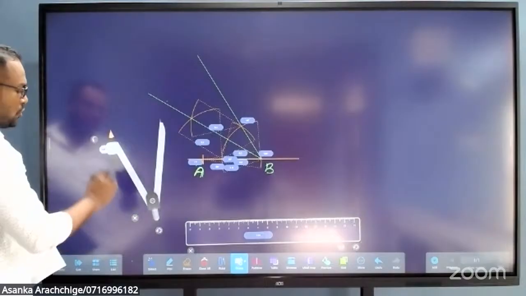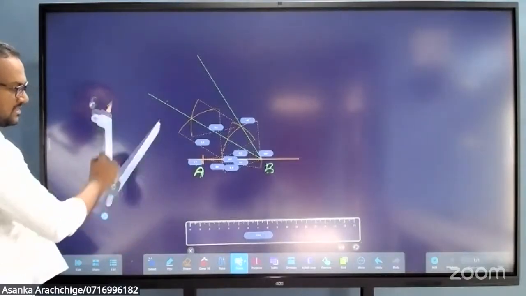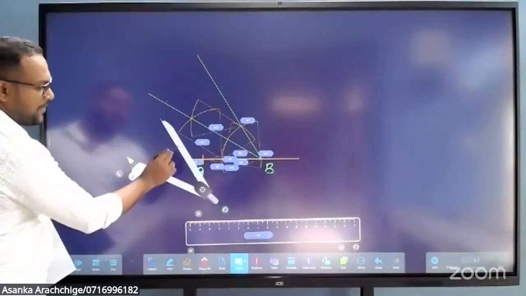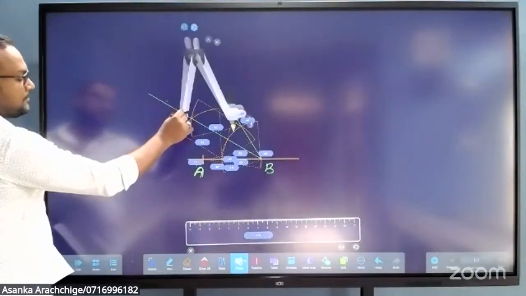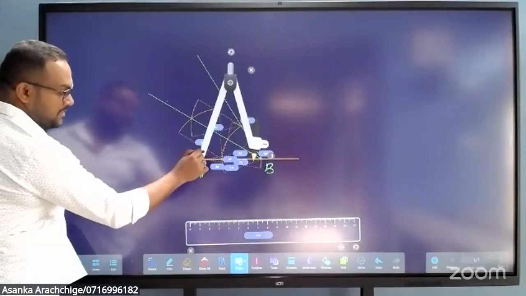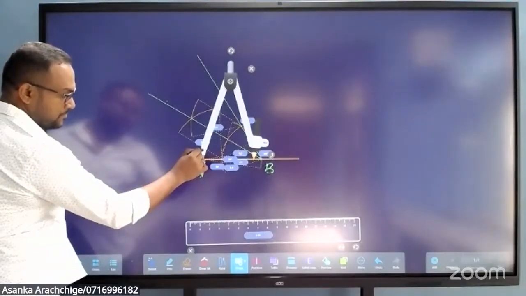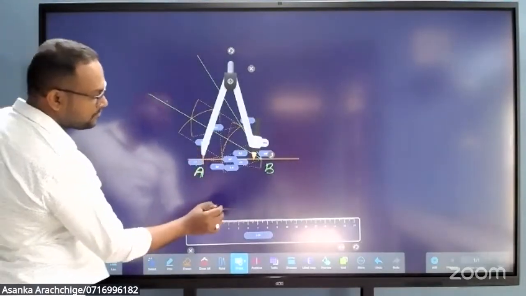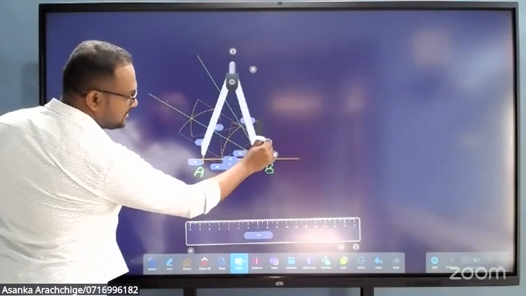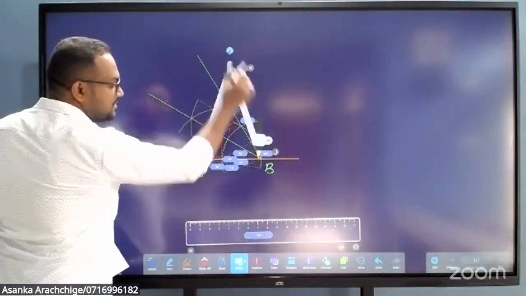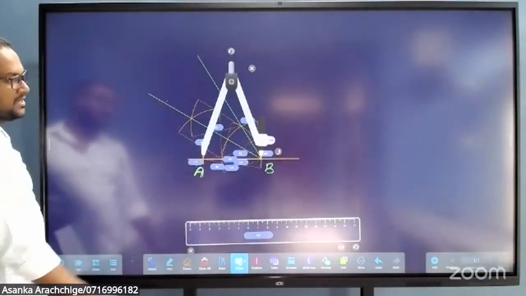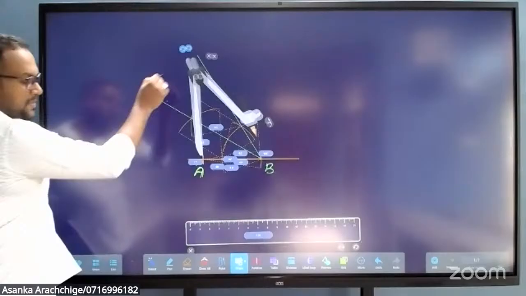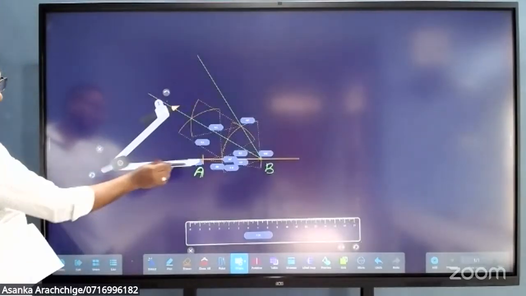Then you can take it again. 6 centimeters. Where are 6 centimeters. The length of AB. Right. This is 6 centimeters. 6 centimeters. Then keeping the metal point on A.